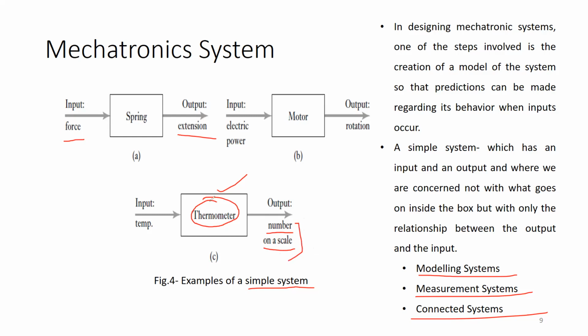So you will require a simple system in between, which will convert it from one input to another output form. So the thermometer is an example of a simple system. Such types of systems we will be discussing in the next lecture.